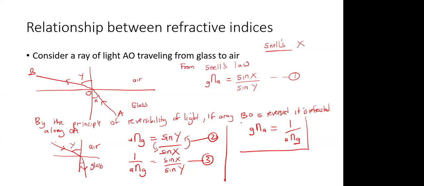And now this is an important derivation. They can ask you to derive it. And how can they pose the question? They can say, show that the refractive index of a ray of light traveling from glass to air is equal to the reciprocal of the refractive index of a ray traveling from air to glass. They can ask you a question of that nature. So this is what they want you to derive.